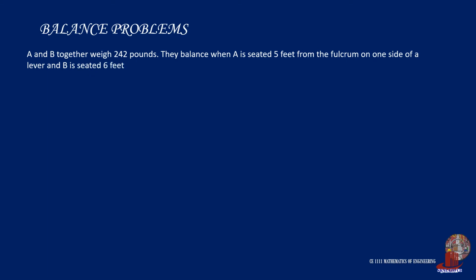Let's dig a deeper understanding of the applications of linear equations in balance problems with the first example. A and B together weigh 242 pounds. They balance when A is seated 5 feet from the fulcrum on one side of a lever and B is seated 6 feet from the fulcrum on the other side. Find the weight of each.